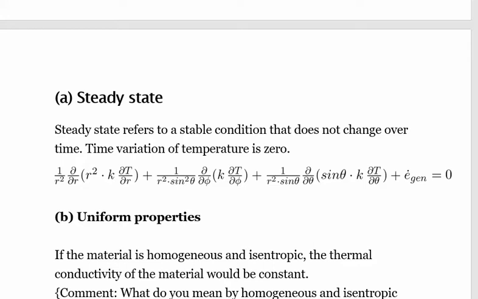By applying the time dependent values as zero, we simplify the whole equation as 1 by r square del by del r of (r square k del T by del r), plus 1 by r square sine square theta del by del phi of (k del T by del phi), plus, in the theta direction, 1 by r square sine theta del by del theta of (sine theta k del T by del theta), plus the heat energy generated in the system is completely equal to zero.